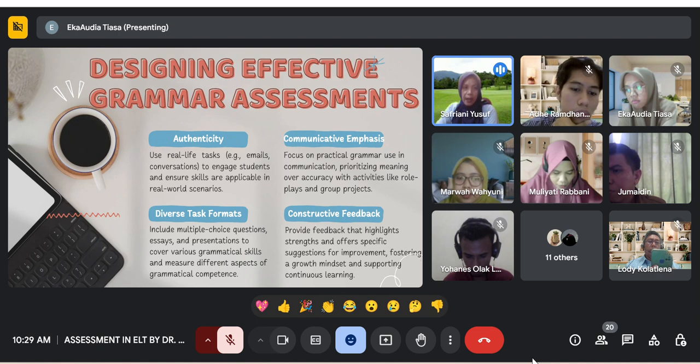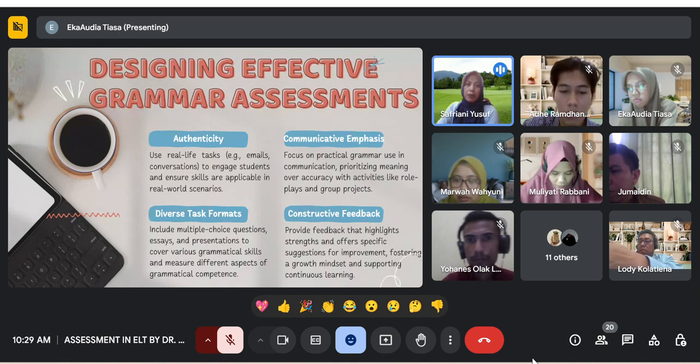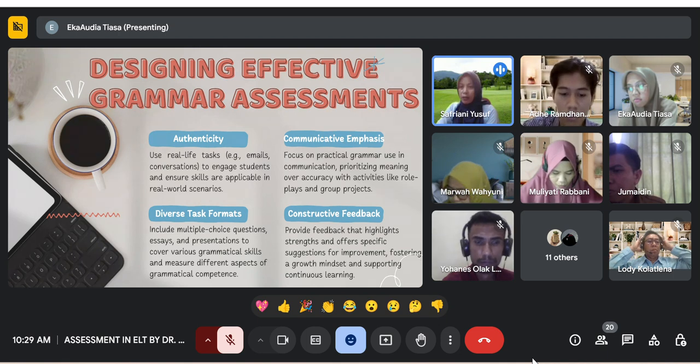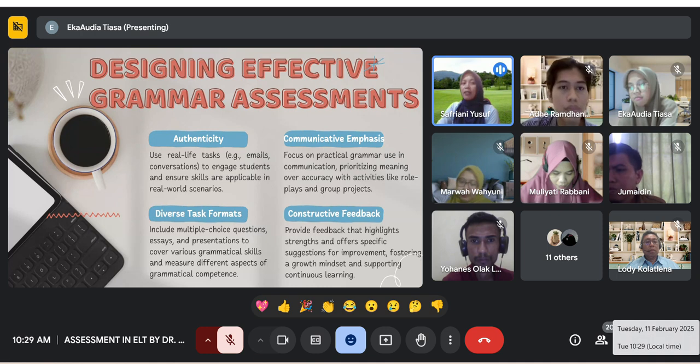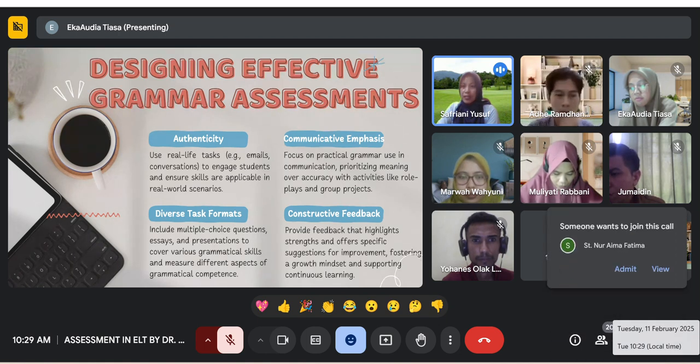The next is constructive feedback. Assessments should provide meaningful feedback that helps learners develop their grammatical skills instead of merely pointing out mistakes. Feedback should highlight the strengths and offer specific suggestions for improvements. These should be integrated with other language skills such as listening, speaking, reading, and writing to provide a comprehensive understanding of the learner proficiency.